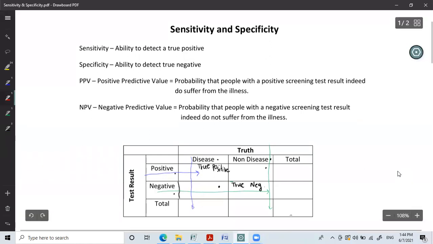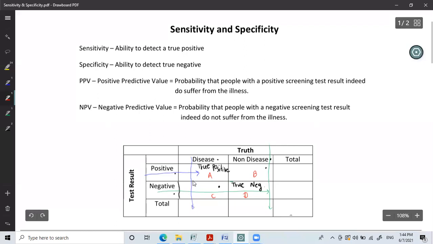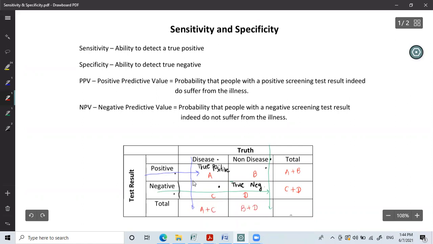Now I'm going to name these cells A, B, C, and D. So I have named these 4 cells A, B, C, D. Now let's try to find the row sums and the column sums. If you go over the first row, the first row sum is A plus B. The second row sum is C plus D. The first column sum is A plus C. The second column sum is B plus D. And then the grand total will be A plus B plus C plus D.